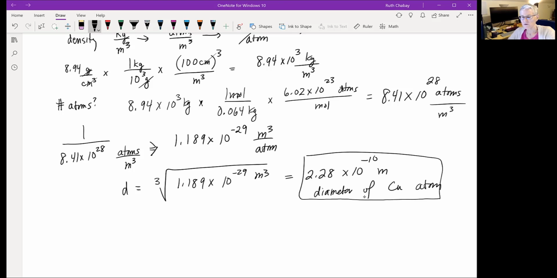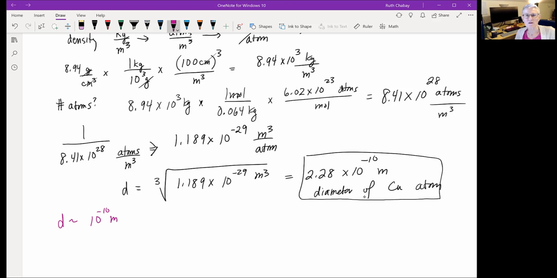Now, I'm not sure if you have a sense of the size of atoms. What does the size of an atom mean? Well, we're talking about the diameter of the electron cloud around an isolated atom, right? But this is about right. So the diameter of an atom is on the order of 10 to the negative 10th meters.